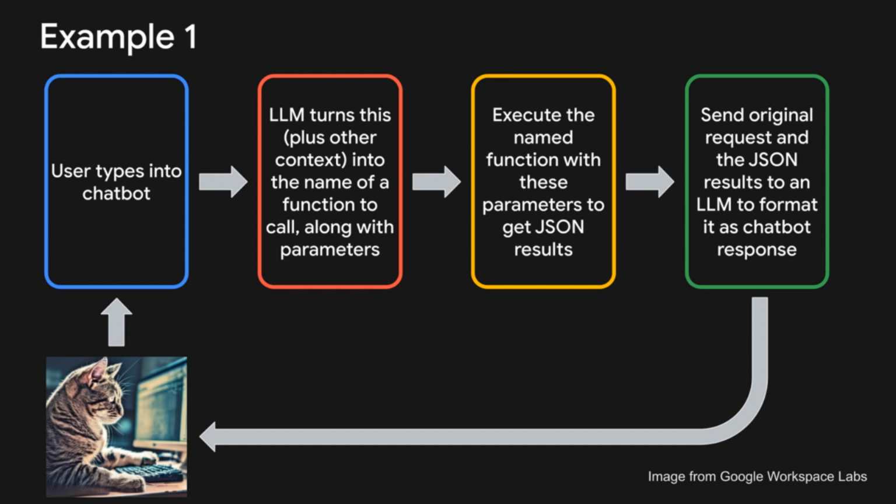So what does that look like? Here's one example. User types something into a chatbot. We're very familiar with this notion these days. The LLM will take this information plus other context that they already have. Maybe they're going to be taking into account the time of day or the day of week, or the fact that the user likes to use bicycles instead of cars. And they're going to turn it into, say, a function call and describe what those parameters are.